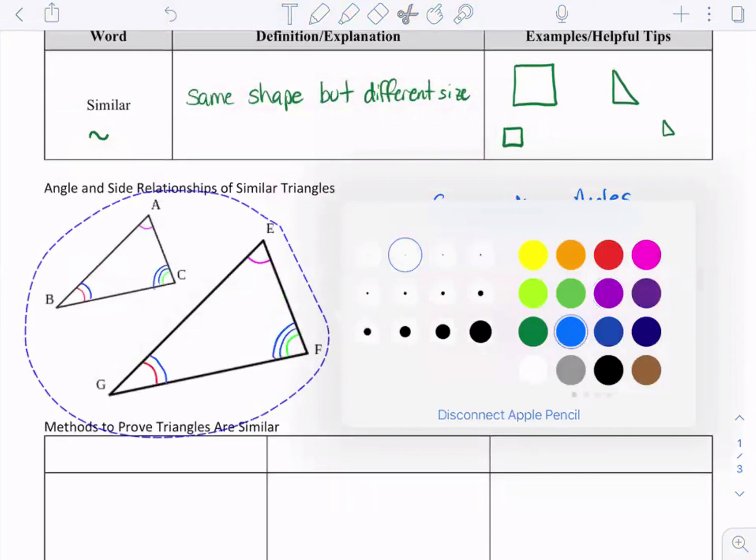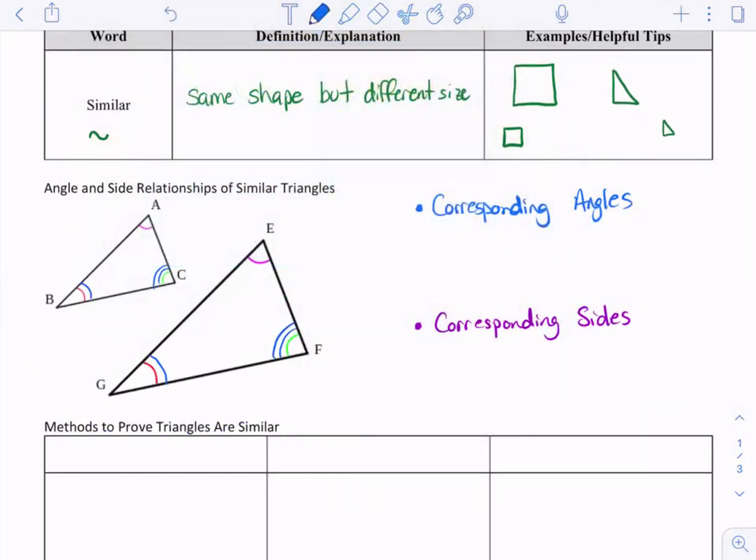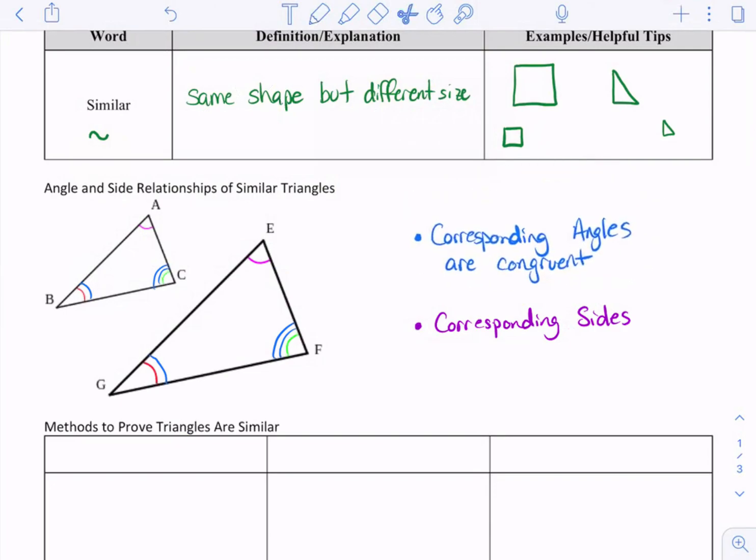That's one property that you need to know about similar triangles, is that the corresponding angles are congruent. So that means angle A to angle E, angle B to angle G, and angle C to angle F. So that's the first thing you need to know.